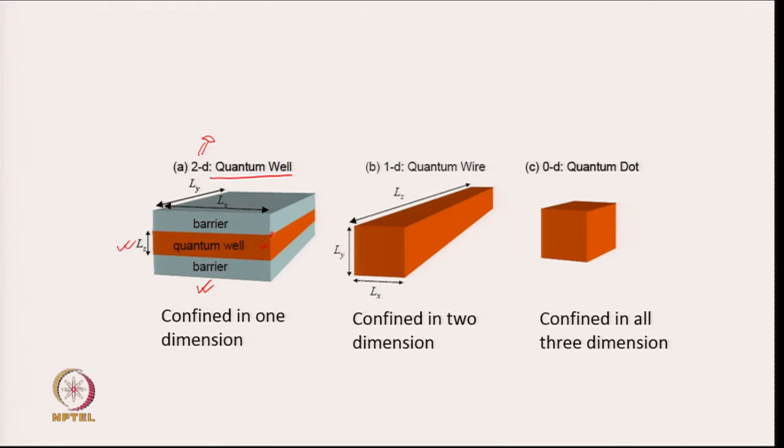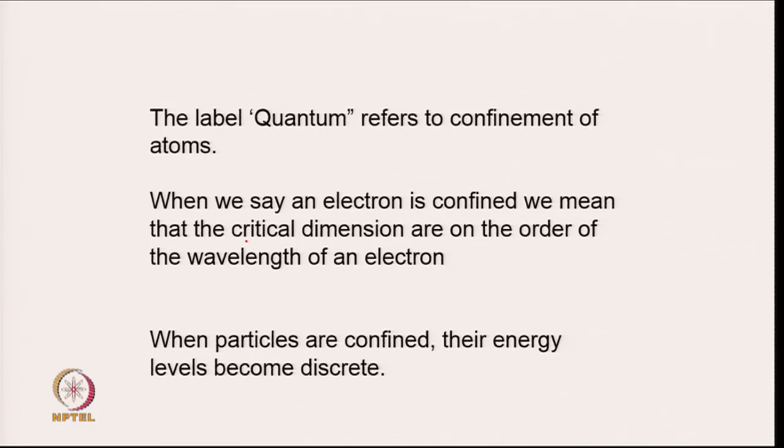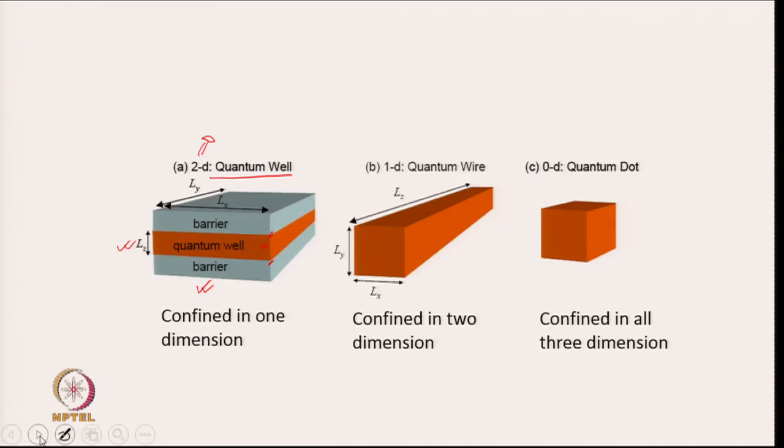If you look here, this size is very small. How small, I already discussed with you: its critical dimension must be on the order of the wavelength of an electron. So that you need to keep in mind. The wavelength of the electron is the key. So in the z direction it is of the order of the wavelength of an electron. Again, 2 dimension means it is unconfined in the x and y directions, it is confined only in the z direction, and that kind of material is known as a quantum well.